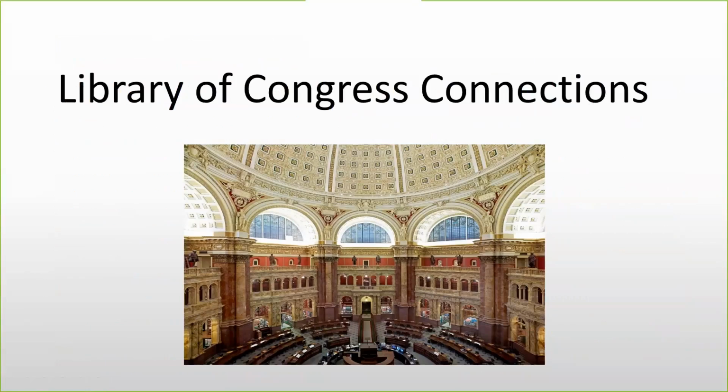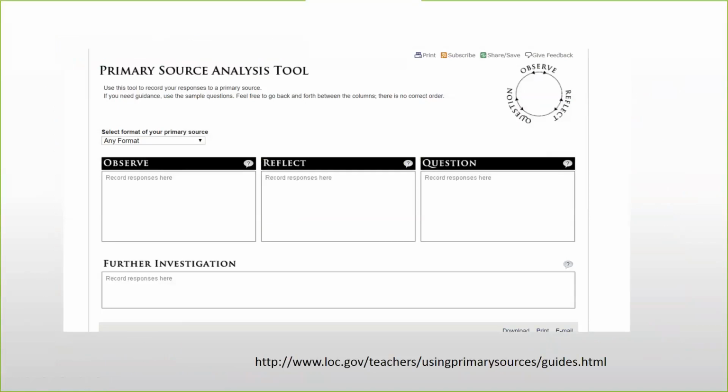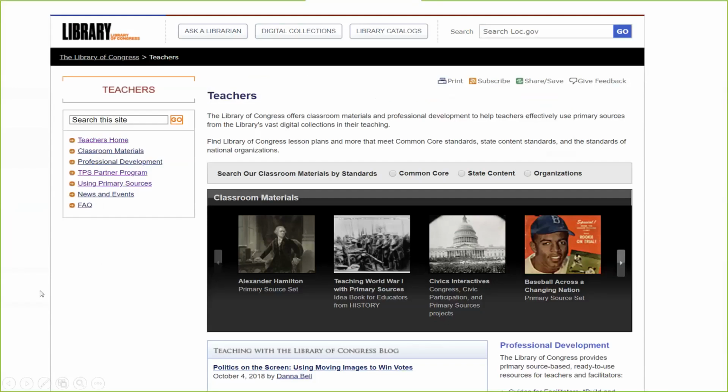The library has already created some wonderful tools for us, like the primary source analysis tool. Again, another heuristic designed to scaffold students and support them as they analyze primary sources. These can be used alongside a variety of parts of the collection. I recommend mainly the teachers collection, since they often have curated sets of primary sources that are available for teachers to use.